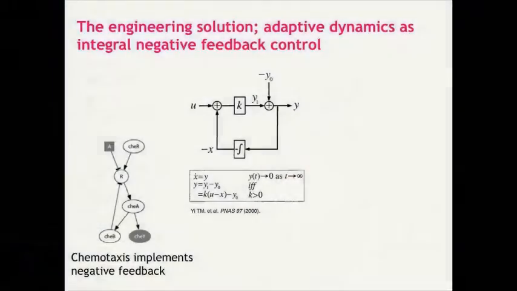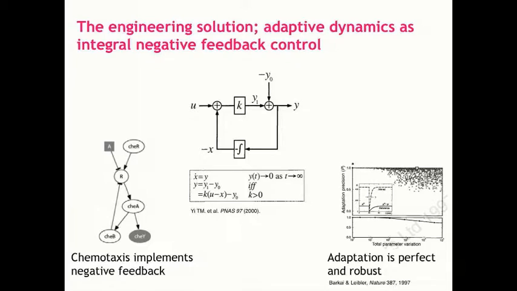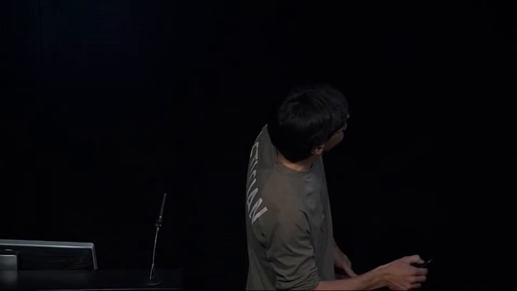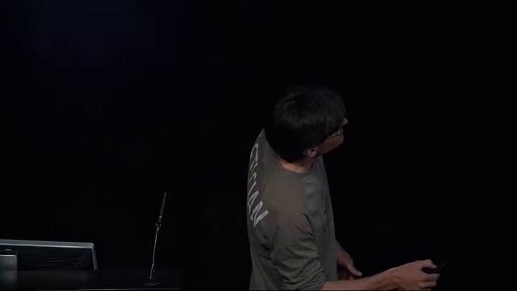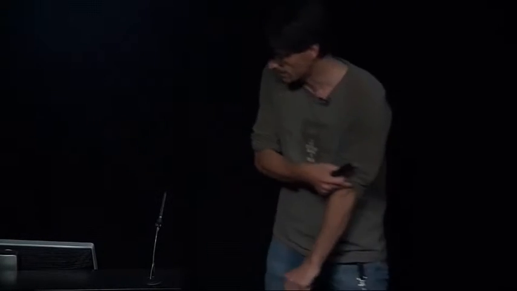And people then looked at whether chemotaxis has those things, and it turns out it does. It does have a negative feedback loop in terms of the biochemistry that implements this. And it provides perfect adaptation, and that is quite robust if you change the kinetic rates in the system.